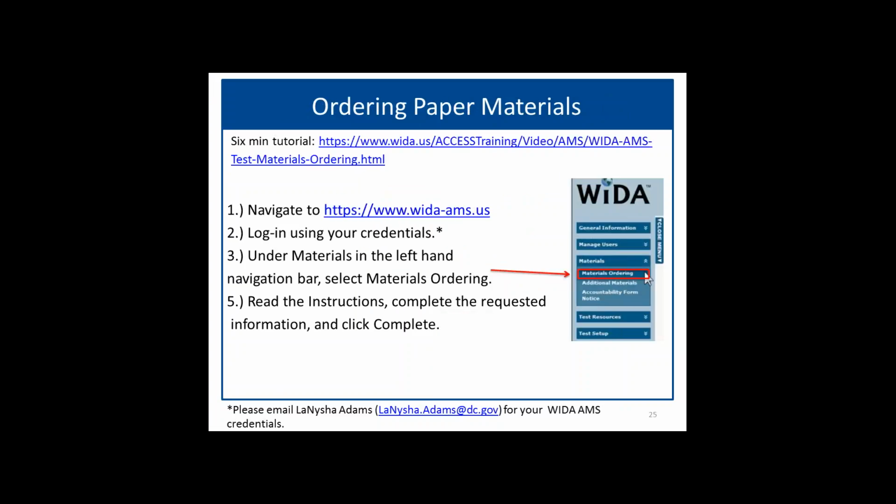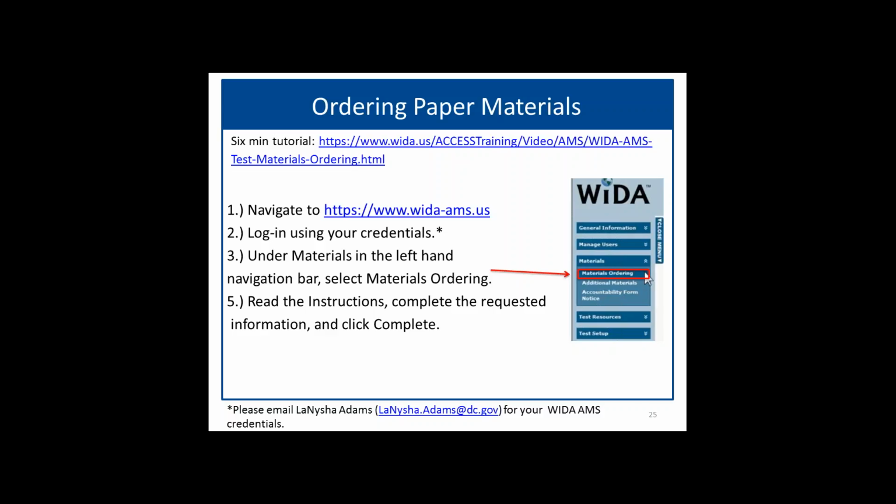Similarly, to submit your paper materials ordering, you also do that through the WIDA AMS system. You log in using your credentials, and under the Materials section in the left-hand navigation bar, select Materials Ordering, read the instructions, complete the requested information, and then click Complete. Again, there is another tutorial that shows step-by-step how to complete this process.